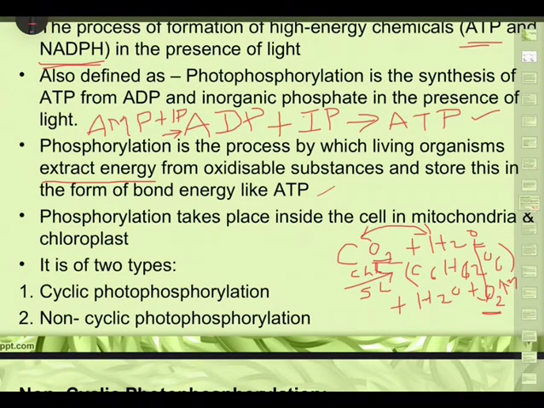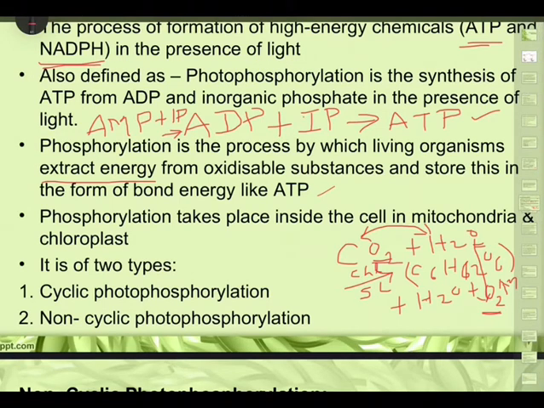And the electrons that are released in the process, ferredoxin will put back into the electron transport chain, particularly cytochrome b. So from cytochrome b it goes again to PQ, various enzymes like cytochrome f, and back it comes to the PS1 complex. So it's a cycle. That's why we say cyclic photophosphorylation.